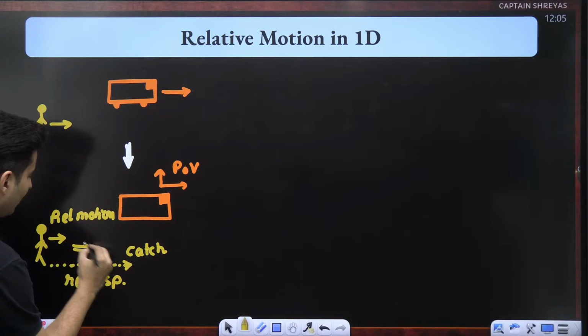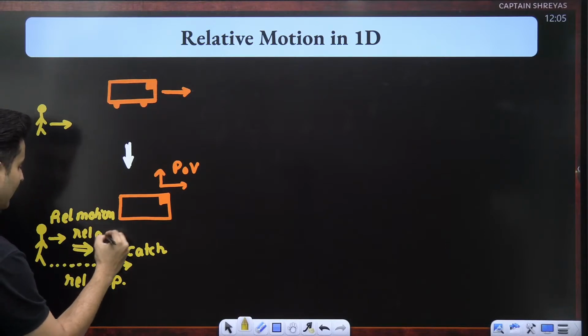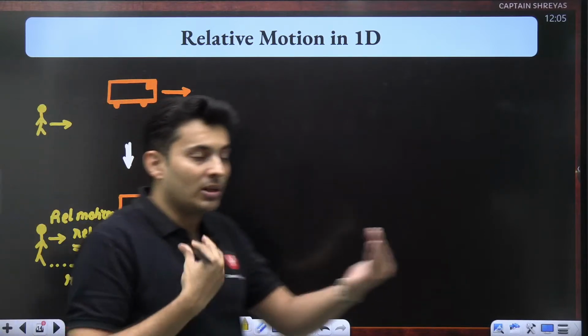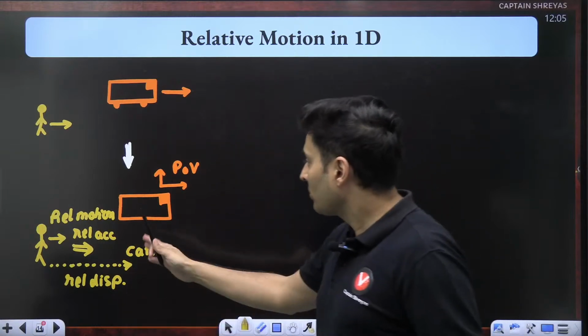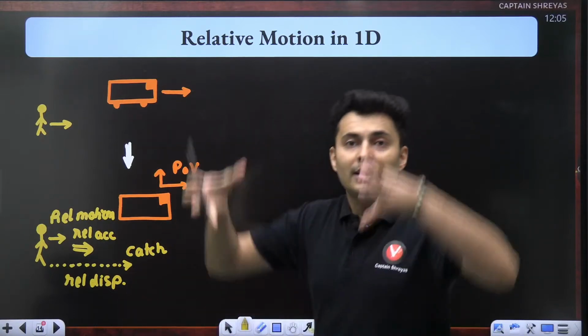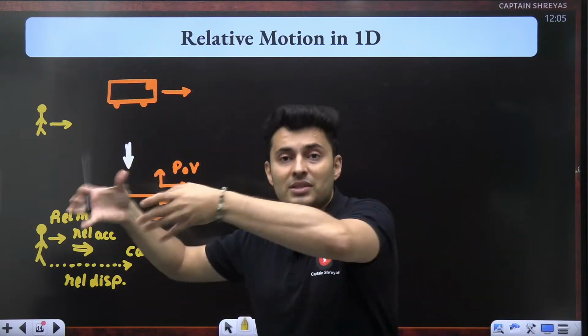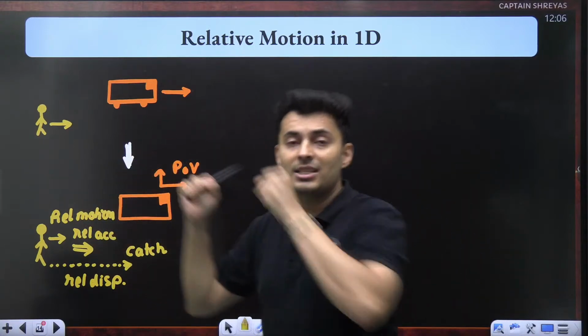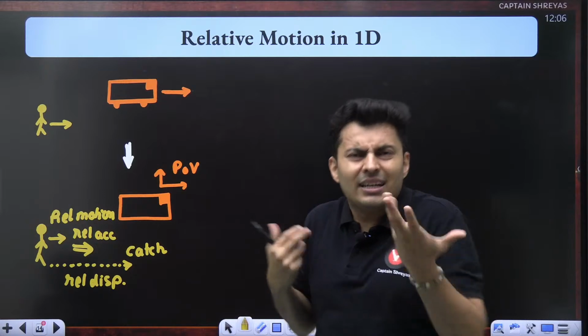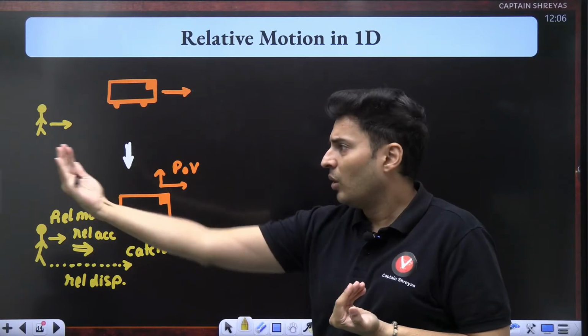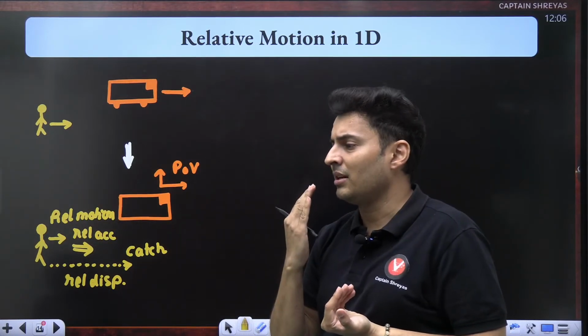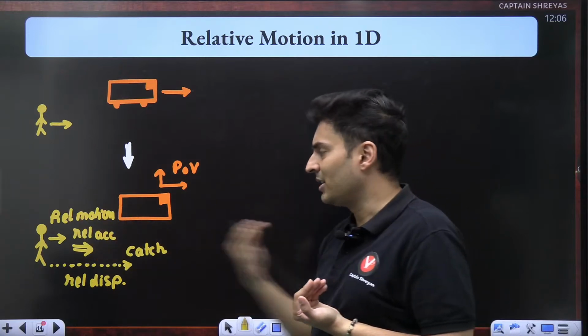You might even have some relative acceleration also if the bus or the person is accelerating. So everything you make with respect to something. Make one person stationary and then observe, because that's what you have been doing normally. That other person is coming with this much velocity, this much acceleration, this much displacement.